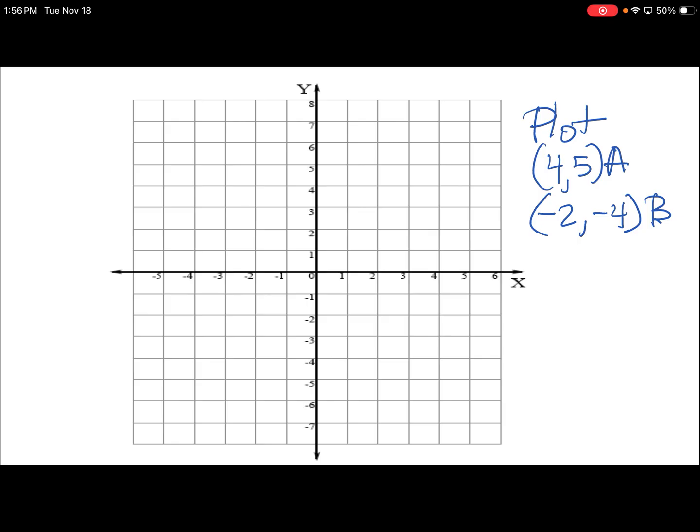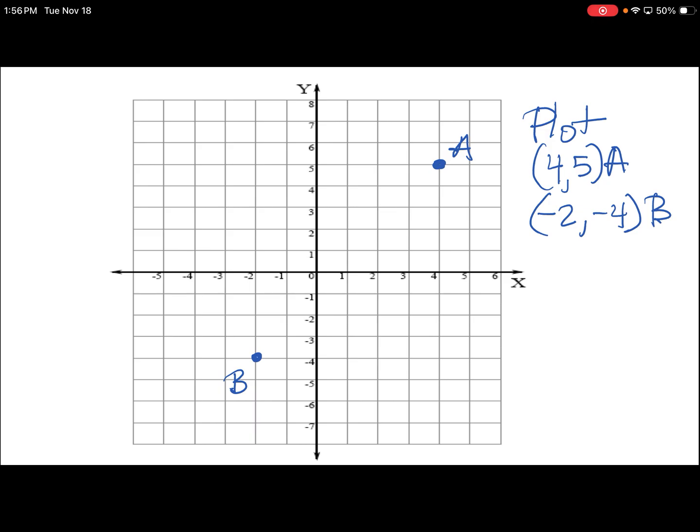Can everybody plot those 2 points? 4, 5 would be right here. Make sure you label it A. And B at negative 2, negative 4 would be down here. B, are we all on the same page? Yay or nay?